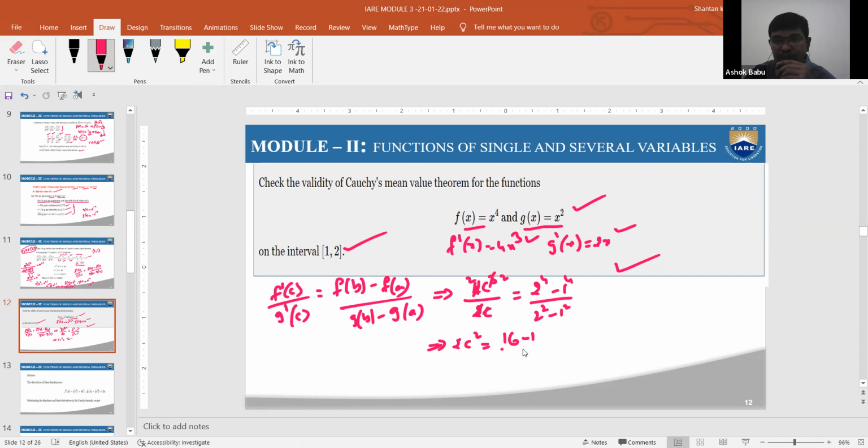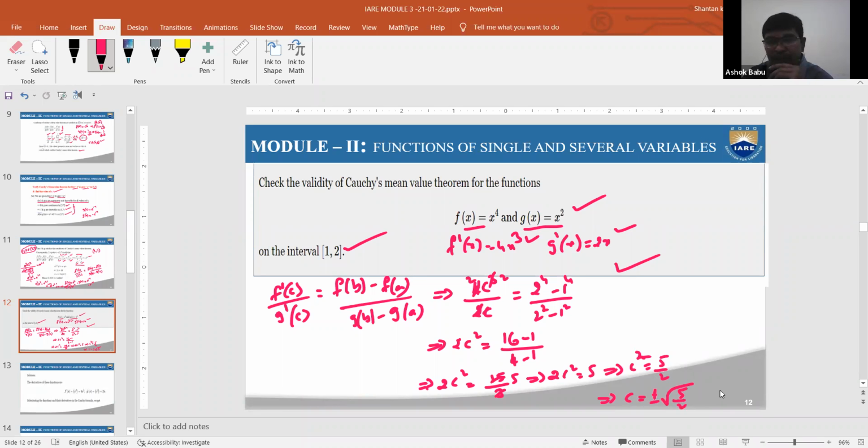16 minus 1 by 4 minus 1. Once again, after that simplification, 2c square is equal to 15 by 3, that means 5. Therefore, 2c square is equal to 5. That means c square is equal to 5 by 2. So c is equal to plus or minus square root of 5 by 2.